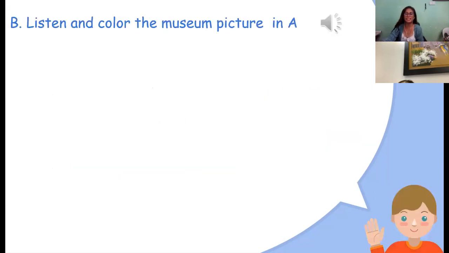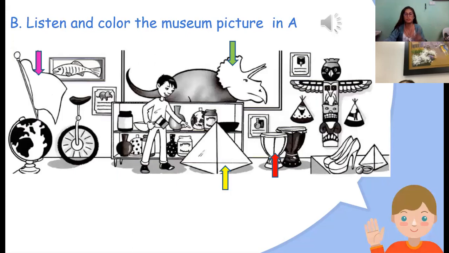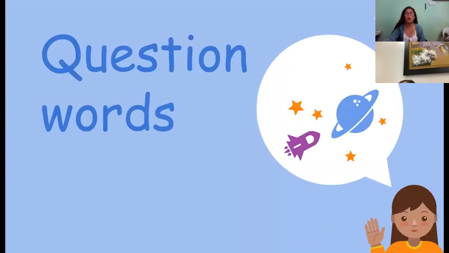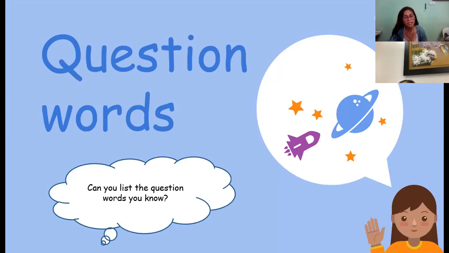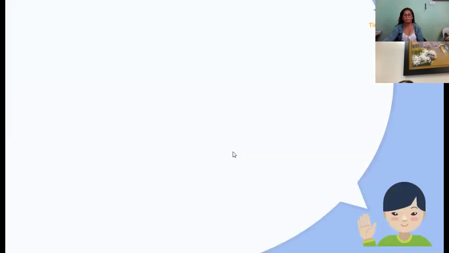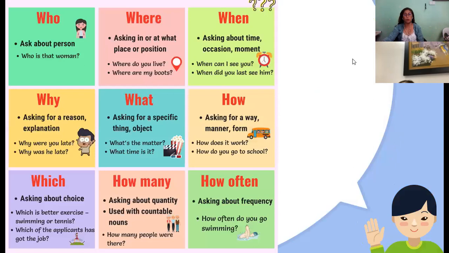Yay! Next. 19B. Okay, we will not do this one. It's about listening, okay? Question words. Can you list the question words you know? Okay, Uyen, can you list the question words that you know? You have here. Okay, these are the question words. Look up here, Uyen. We have here the different question words, the ones in red, in bold letters. Why, what, how, who, where, when, which, how many, how often.